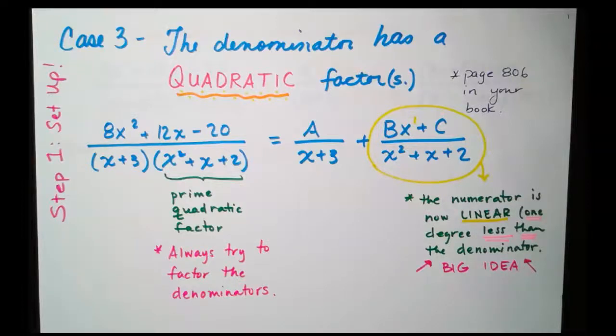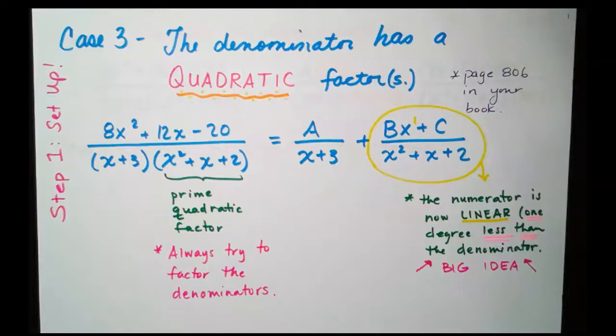All right, pre-cal, here is case number 3. The denominator has a quadratic factor or factors. You can find this on page 806 in your book as well. Here is our example. So step 1, the setup. The setup is essentially the same.